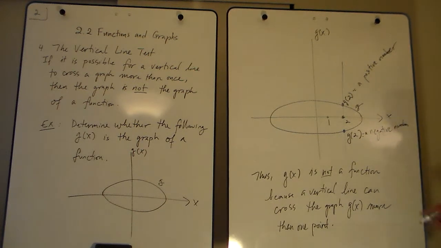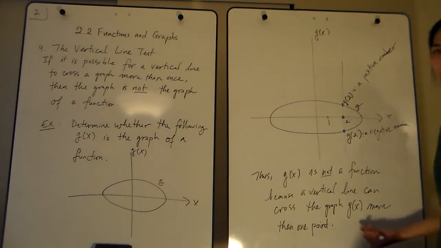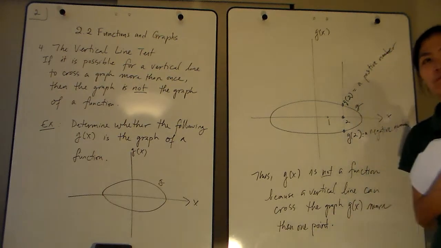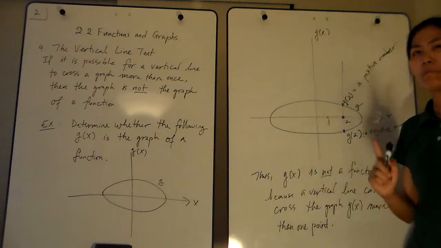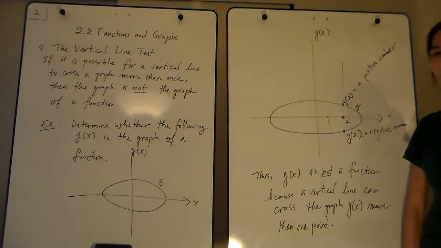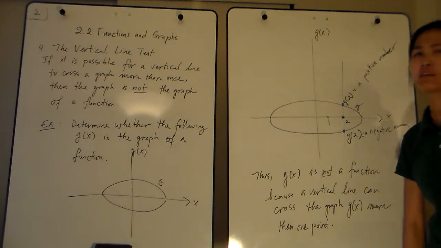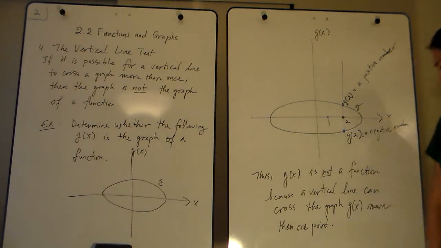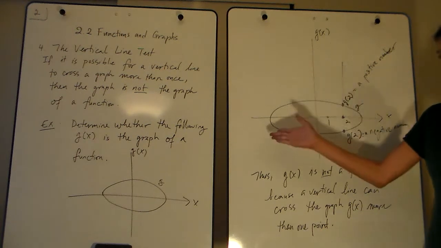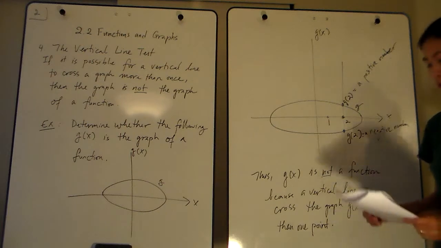Okay. So do you see that? Given one value of the domain, 2, it corresponds to two values, g of 2 and g of 2 right here. One is positive, one is negative, of the range, which does not satisfy the definition of a function. One member of the domain can only match to only one member of the range. Alright, so for this, we're done with section 2.2.